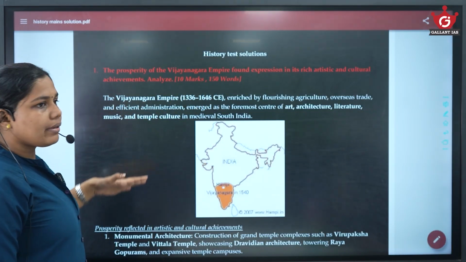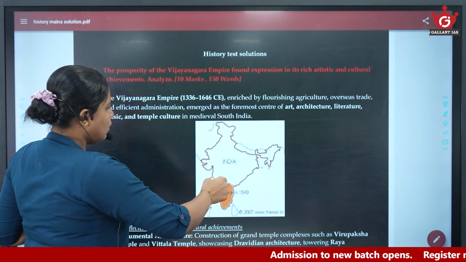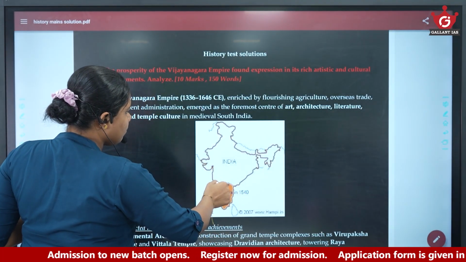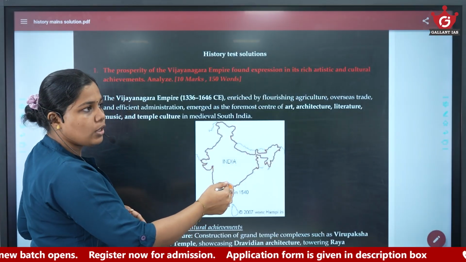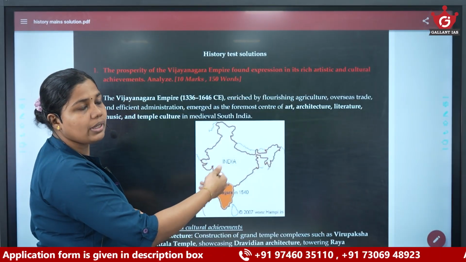Okay. So to enrich our answer, we are here providing a map where we are clearly showing Vijayanagara Empire and one of their most prominent sites, Hampi. And if you know any other temple or something, you can add it in this map so that you can enrich your answer.